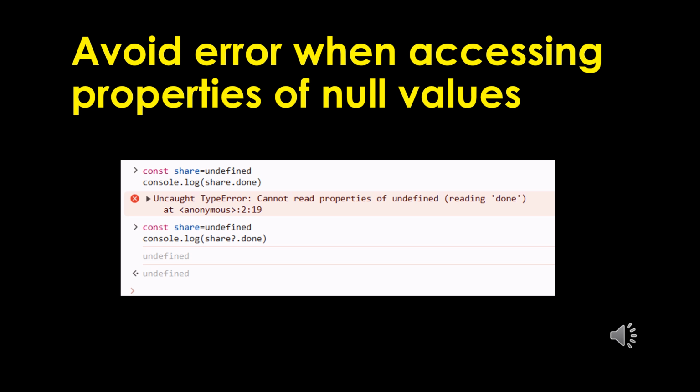For example, the next thing, constant share is equal to undefined, and we console log this statement, share?.done. So it is just printing undefined instead of throwing a type error. So to avoid these type errors in your programs, you can use this one.